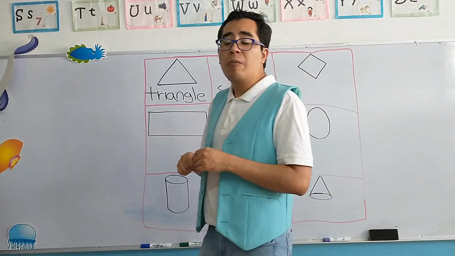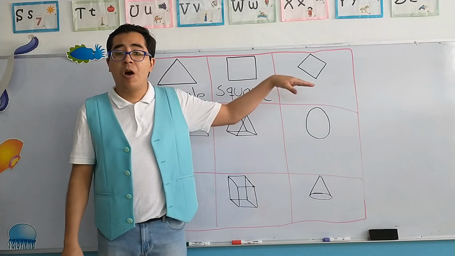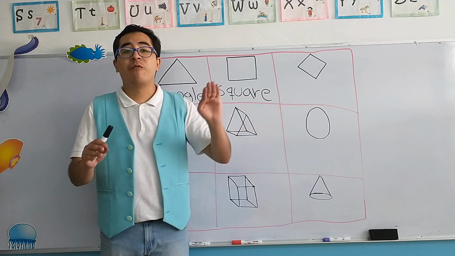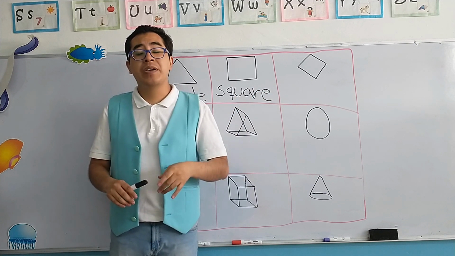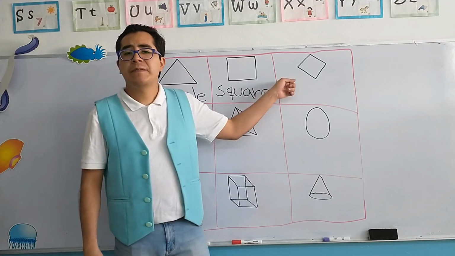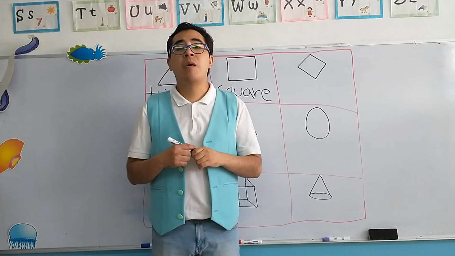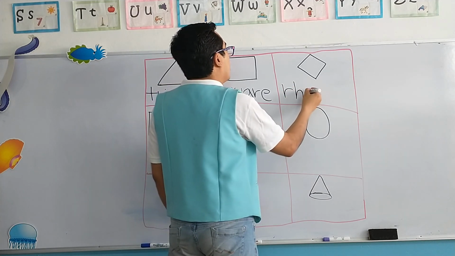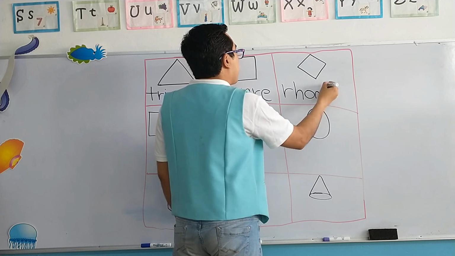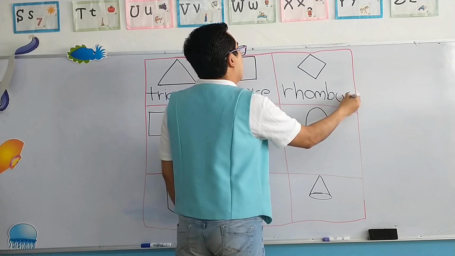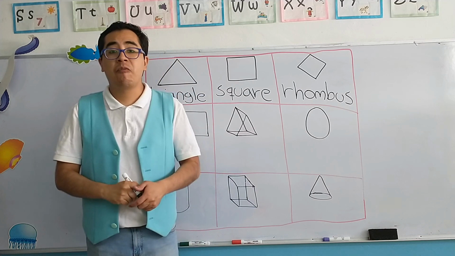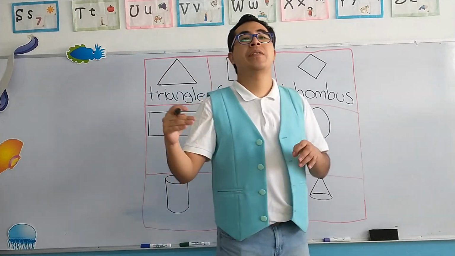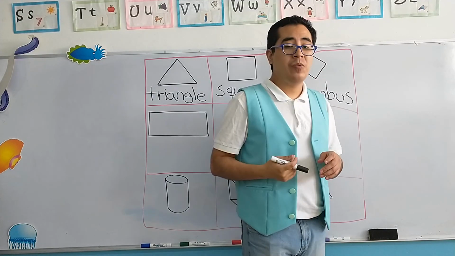Let's continue with the last one of the third row. So, remember, this geometric shape has the form of a kite or a diamond. What is it? Rhombus. Very good. Rhombus. We have the rhombus. Let's continue with the second row. Vamos con la segunda fila.